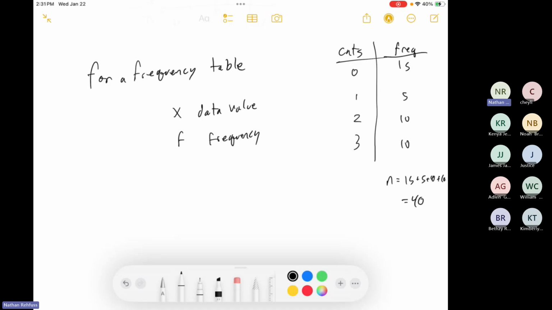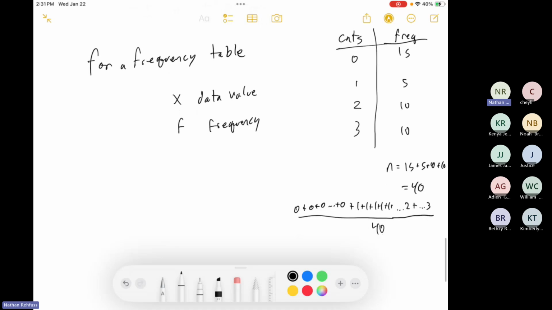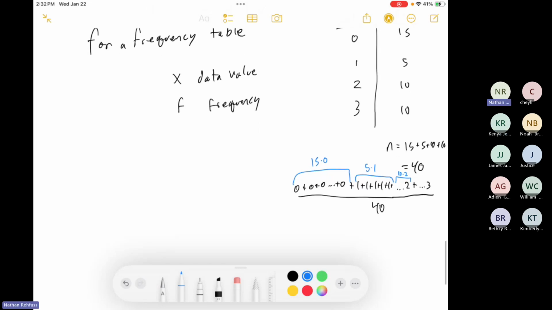So I could do 0 plus 0 plus 0, a whole bunch of zeros, 15 zeros, and then 5 ones, and then a bunch of 2s, and then a bunch of 3s, and divide that all by 40. But that's not very efficient. And so what I'm thinking is, if I have 5 ones, that's the same as 5 times 1 in the sum. Adding together 15 zeros is 15 times 0. Adding together 10 2s is 10 times 2. Okay? And so the formula I'm going to use is that the mean is the sum of each x value times its frequency divided by n.